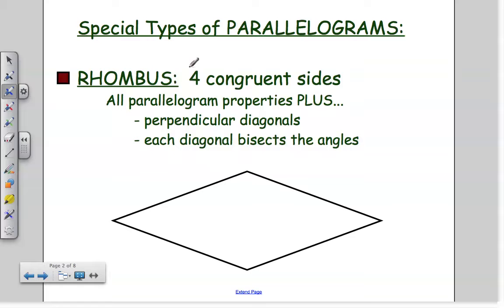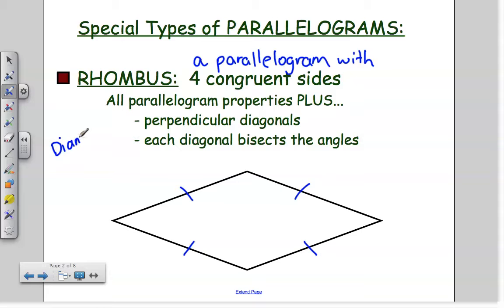So it still is a parallelogram, and technically I should have written up here, it is a parallelogram, which means, again, opposite sides are parallel. And it also has four congruent sides. But that's the main thing that sets a rhombus apart. So four congruent sides, I can mark these all with one tick mark here. Oh, a rhombus is also called a diamond, but that's the non-technical term for it.